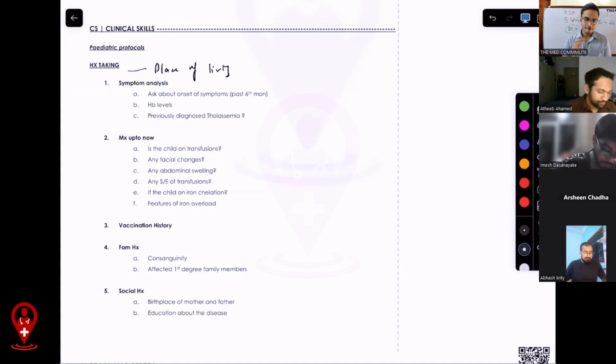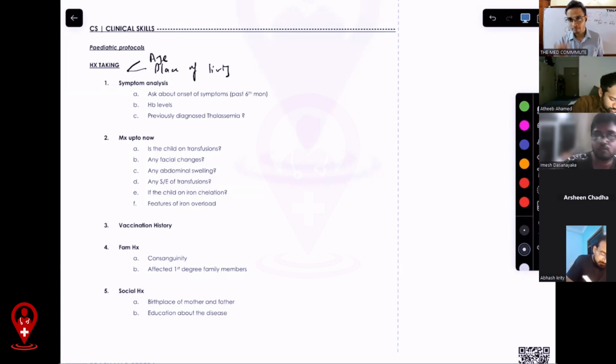Second thing, guys, you have to confirm the age of the patient. Why? Specifically, if the child is less than 6 months old but coming with features of anemia, shortness of breath, failure to thrive, whatever, it is unlikely to be thalassemia, because we talked about thalassemia manifestations starting after the age of 6 months. So age also needs to be confirmed.